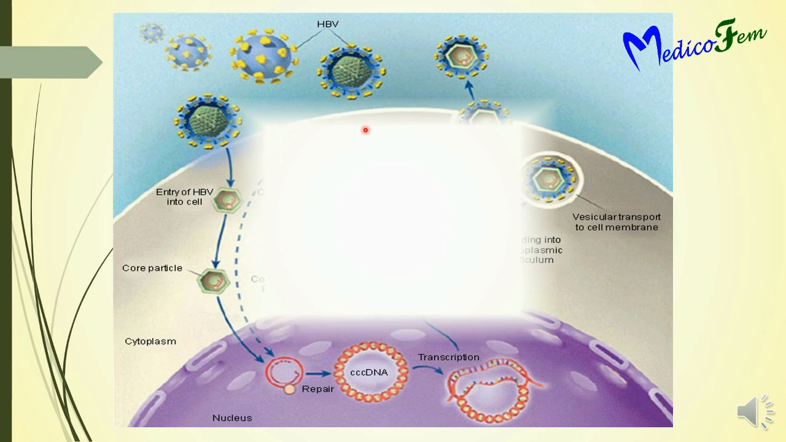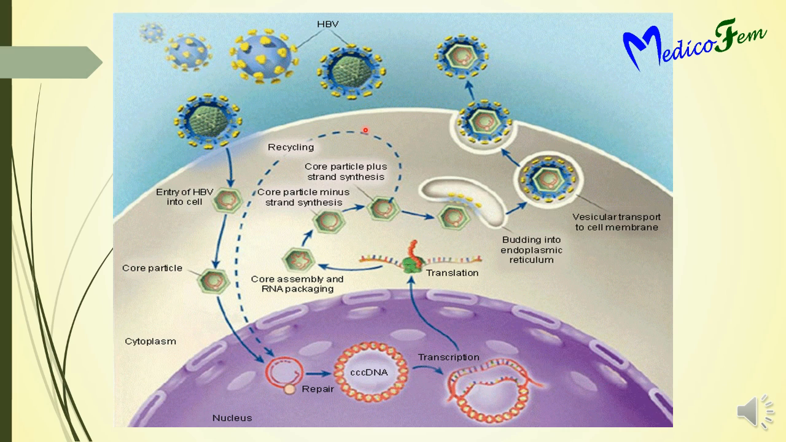The replication, or we can say the life cycle, of hepatitis B virus: this figure represents the life cycle of hepatitis B. After infection, the virus goes to the hepatocyte in the liver. First, after attachment, the envelope is removed and the nucleocapsid enters the cytoplasm. In the cytoplasm, the outer covering of the genome is removed and the genome enters the nucleus for transcription, where a DNA repair enzyme repairs the partially double-stranded DNA and forms the complete double-stranded DNA.